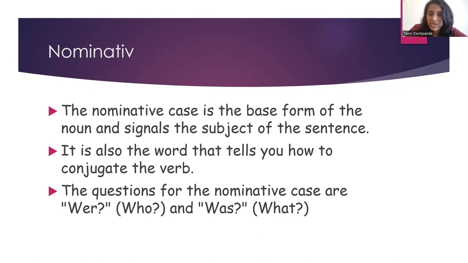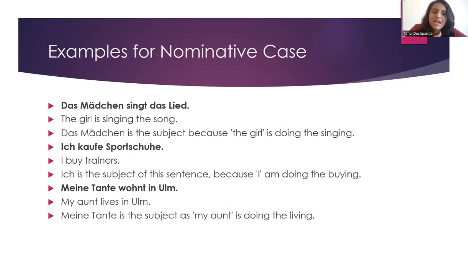Okay, so we'll see some examples. Das Mädchen singt das Lied. So the girl is singing the song. The girl is the subject. Das Mädchen is the subject because she's just doing the action of singing. Now, if we see, singt is conjugated on the basis of Mädchen. Mädchen is sie, sie singt. That is why it's singt. So the verb is conjugated on the basis of the nominative case. This is what it explains.